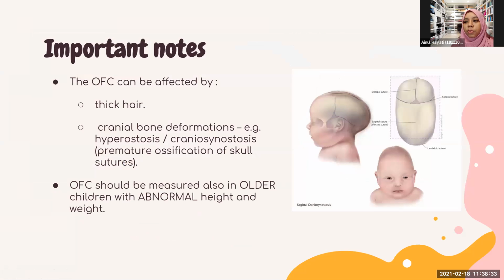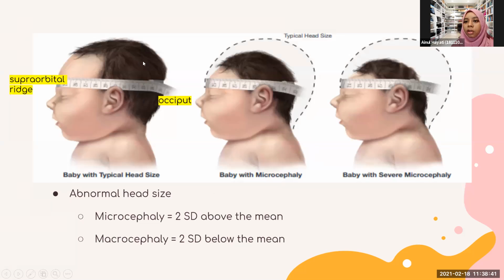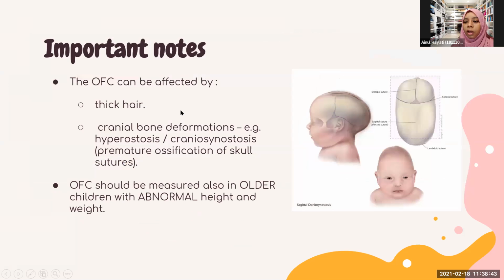So, important notes for the OFC or head circumference. The OFC can be affected if the patient has thick hair, like in this boy here, or if there is any cranial bone deformation such as hyperostosis or craniosynostosis, which is when the patient has premature ossification of skull sutures, and the patient has a normal brain size, but the skull is abnormal. Okay, so OFC should also be measured in older children with abnormal height and weight. Okay.